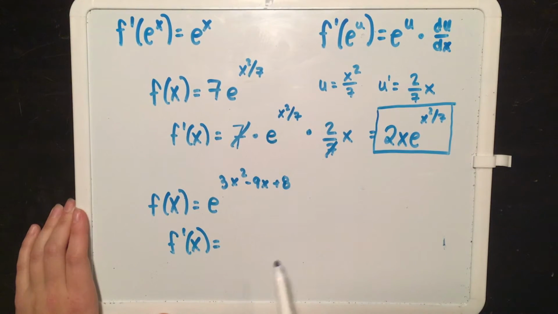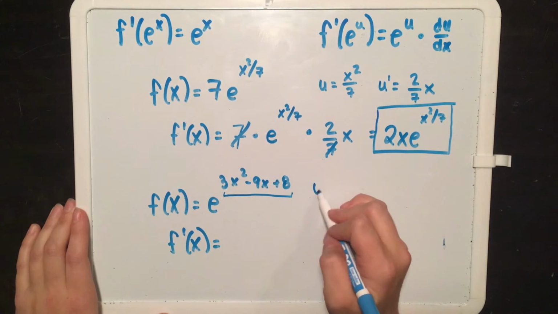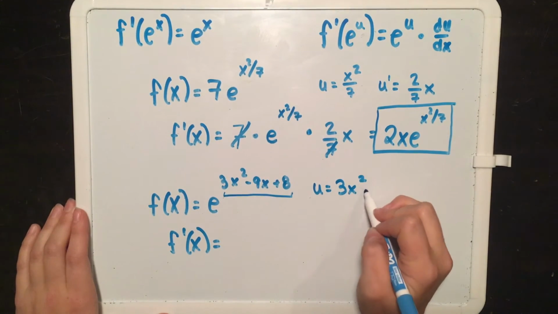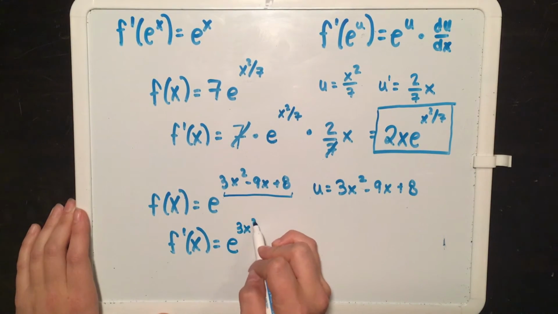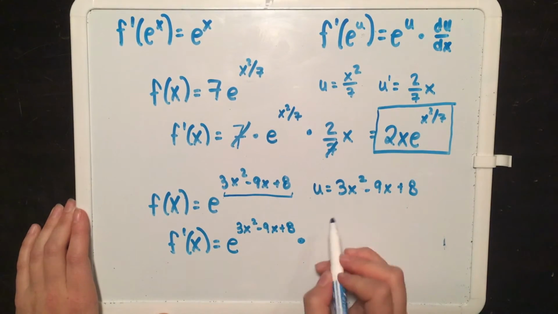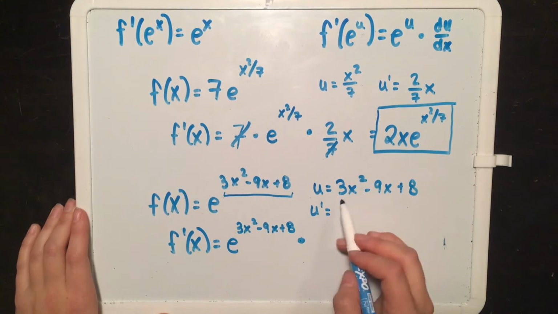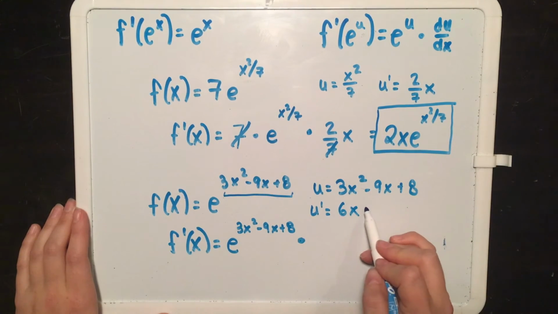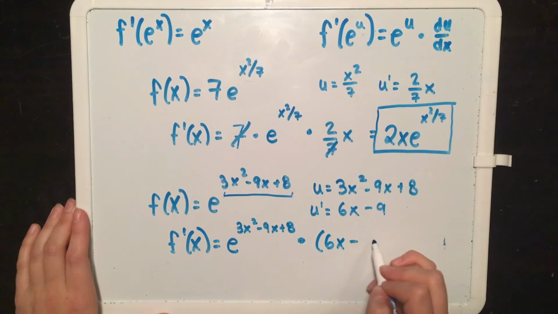One more example, e to the 3x squared minus 9x plus 8. Our u term is this entire exponent, 3x squared minus 9x plus 8. The derivative of an exponential is itself, so we repeat it, but we must multiply by the derivative of u with respect to x. If we use the power rule, bring the 2 down, 6x minus 9. So our whole exponential term is being multiplied by 6x minus 9.